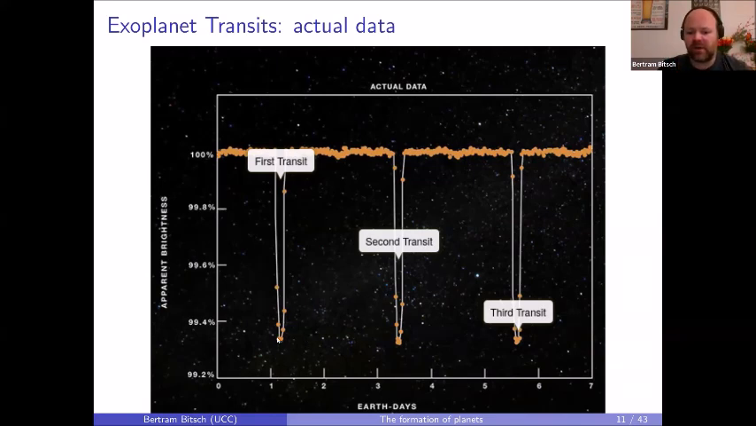We see this directly here in this diagram. So we have the time evolution in days and the brightness on the y-axis of this diagram. And you see that the time difference between the first and the second transit is, of course, the same as between the second and the third transit. So we have the periodicity of the planet going around the star. And this gives us an indication that there is actually a planet going around.